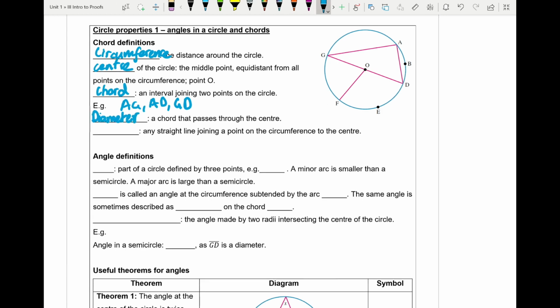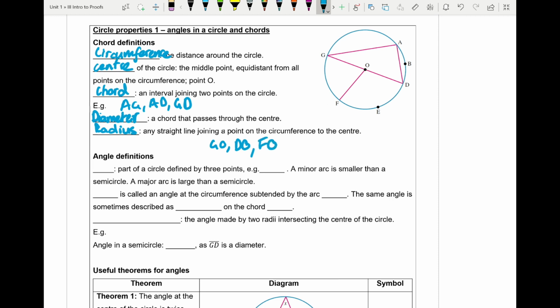And the name for any straight line joining a point on the circumference to the center is, of course, a radius. We then also have some definitions. Before we go to that, let's look at what radii we have on this circle in the top right. We can see GO, DO, and FO are all examples of radii, radii being the plural of radius.